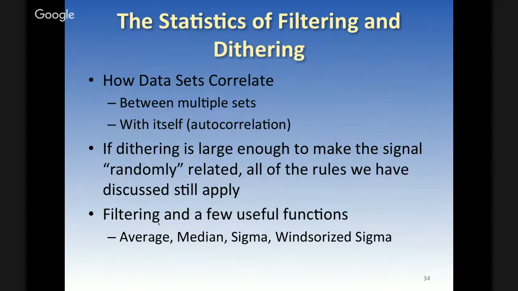So let's talk about filtering and dithering real quick. We're just about coming to the end here. This relates to how data sets correlate between multiple sets and with itself. I'm going to run through this pretty fast because this is right on the edge of statistics. But if dithering is large enough to make the signal randomly related, all the rules we've discussed still apply when we're doing averaging. We'll also talk a little bit about filtering, a few other useful functions: averaging, median, sigma, and Winsorized sigma filters.